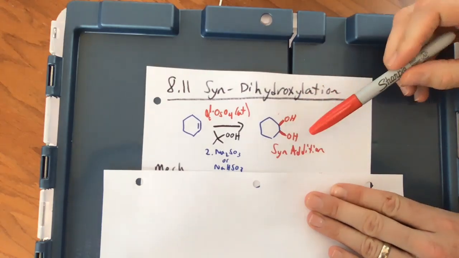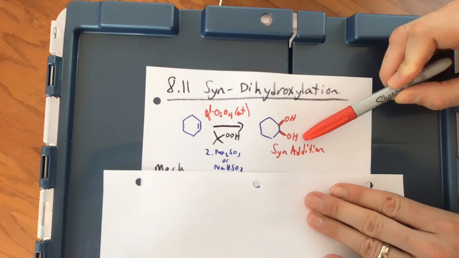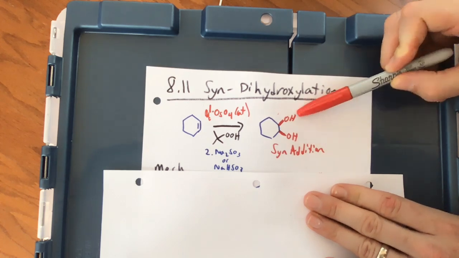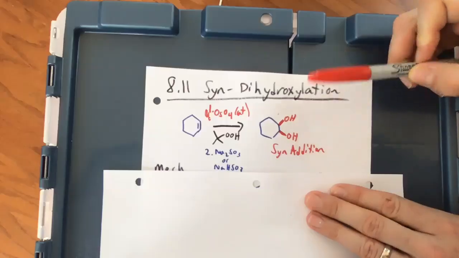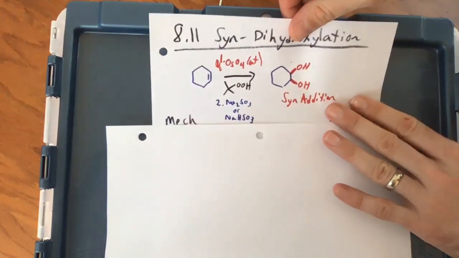Remember, syn means same face, which means you have to both have wedges or both have dashes. In this case, I'm showing you the both having wedges enantiomer. And the mechanism of this reaction is fairly straightforward.